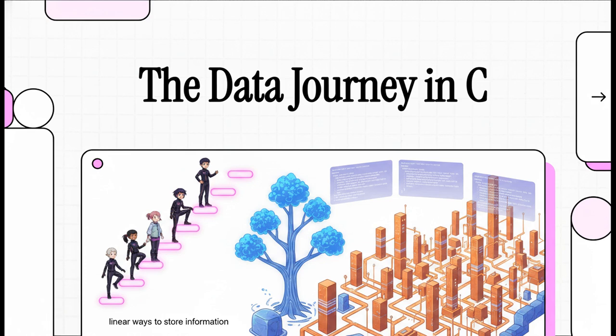We're actually going to scale what I like to call a complexity ladder together. We'll start off with everyday linear ways to store information, and then step by step we'll figure out how to navigate highly complex, interconnected networks. So let's dive in and see exactly how data transforms from a simple list into a sprawling city grid.